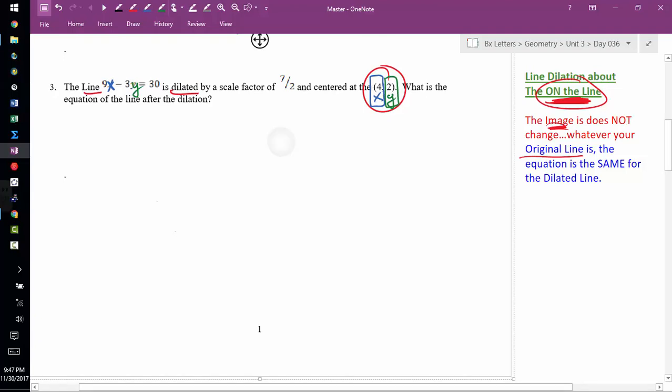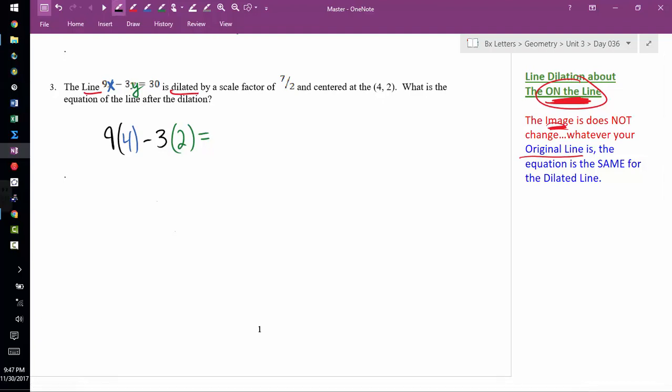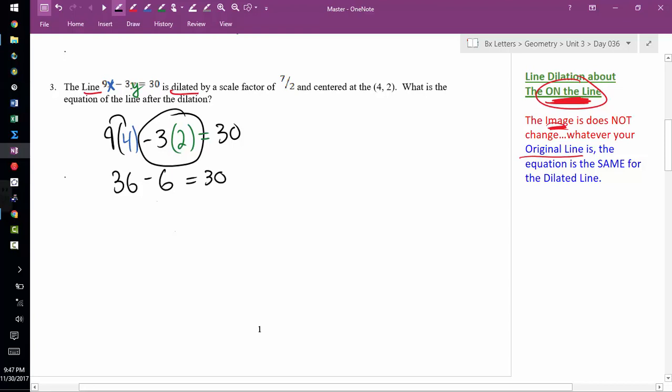So we can check by substituting. It's 9 times whatever our x value is, which is 4. That's supposed to get subtracted by 3 times whatever our y value is, which is 2. And that apparently needs to equal 30. If we follow the order of operations, 9 times 4 is 36. Negative 3 times 2 is minus 6, and that supposedly equals 30. And 36 take away 6 is 30, and 30 does in fact equal 30. This is how we know the point is on our line.